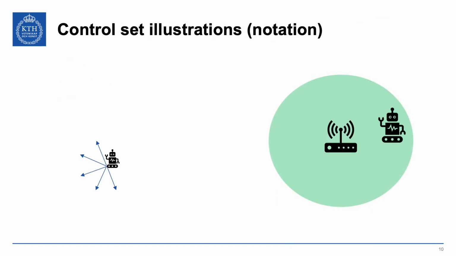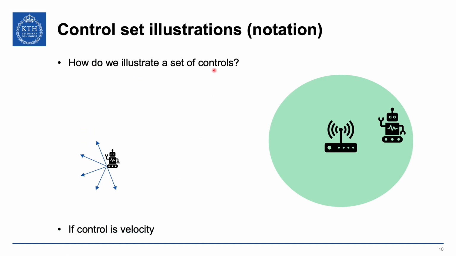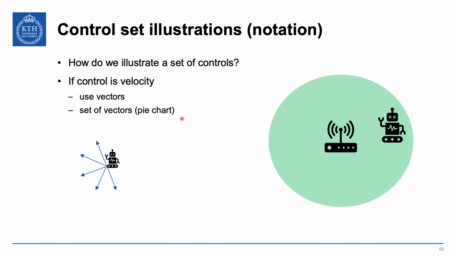So in order to look at these sets here, we're going to do set intersections of control sets. So we need some way to illustrate control sets, some kind of notation here. So how do we illustrate a set of controls? We imagine that your control of this robot is velocity. You're allowed to control velocity in the plane here, which is basically vectors. So the control set is a set of vectors. And then for a set of vectors, we can use some kind of pie chart to illustrate those sets.